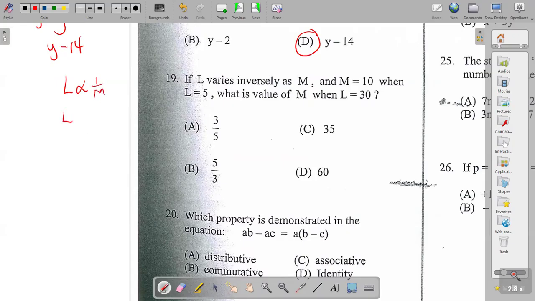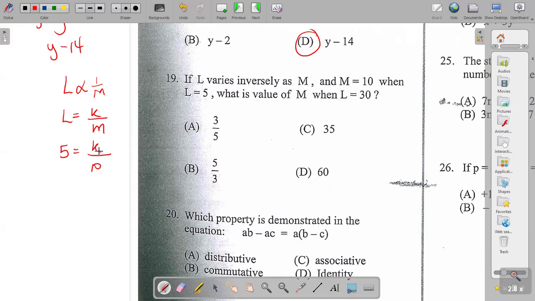So that means L is equal to K over M. Okay, this is something you should remember. This is the formula. Indirectly means obviously inverse of M, and then it's K times this. That's why you have K over M. So it says here, M is 10 when L is 5. So L is 5, and M is 10.